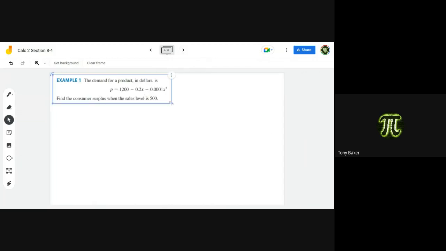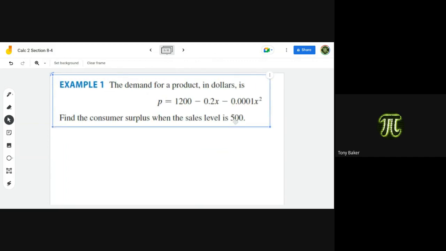All right, so here is the first problem. The demand for a product in dollars is P equals 1200 minus 0.2x. That is the curve for this product.